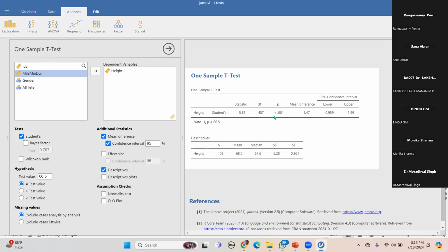One can see the difference between the sample mean and the hypothesized value of the population mean. So this is all about the one sample t-test.